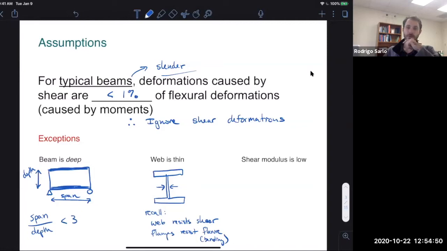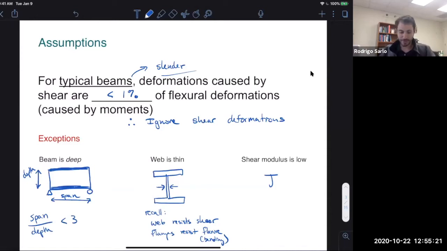Okay, and very finally, if the shear modulus is low, this is usually denoted as a J, that would mean that possibly significant deflection is due to shear. All right? But in general, it's highly unusual to see deep beams or thin webs or low shear modulus. So for typical materials, typical beams, these are certainly exceptions. Okay. So just keep that in mind, though.